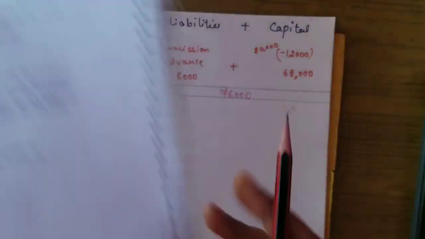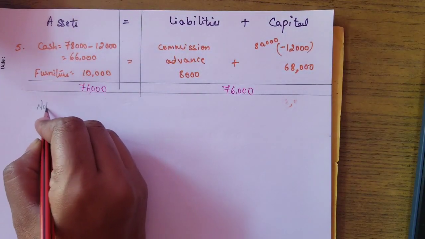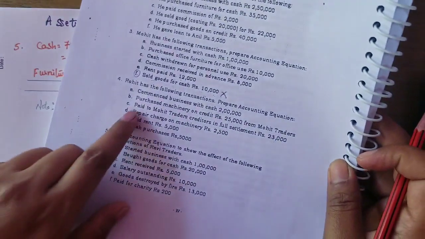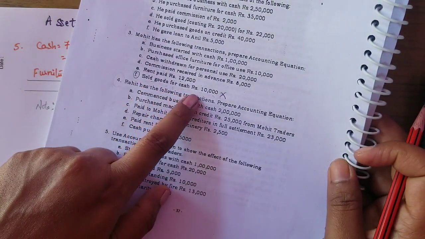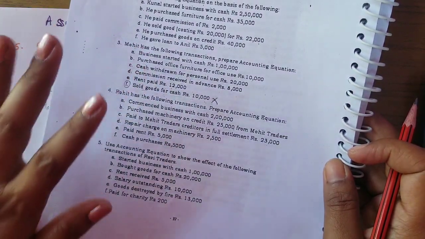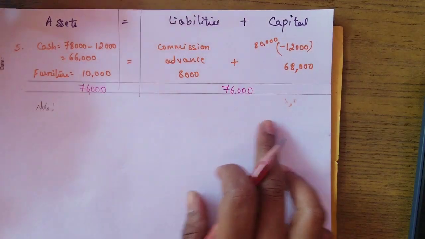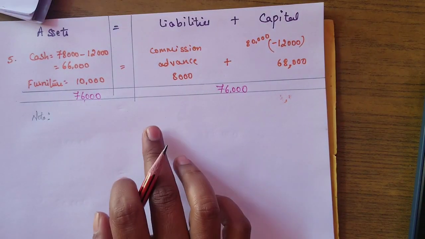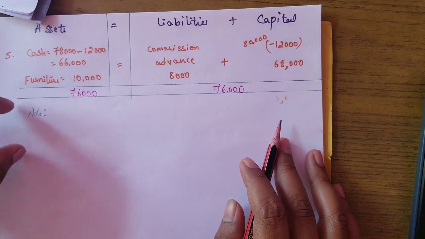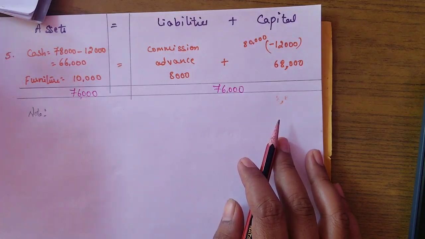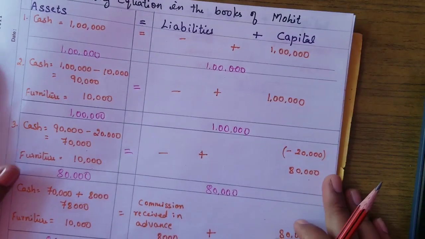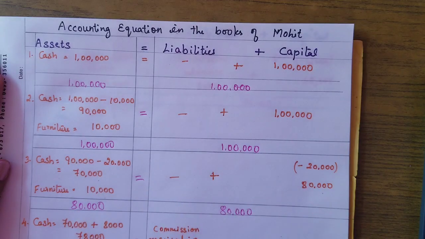Just ignore. No need to write and show the transaction. Either you can write a note below the problem saying that this particular transaction is not considered, it is ignored because there is no information related to goods in the previous transactions. That gives clear information to the paper valuator that you have understood clearly and have given a clear notification for the transaction which you have left out. So this is all about the accounting equation problem solving.